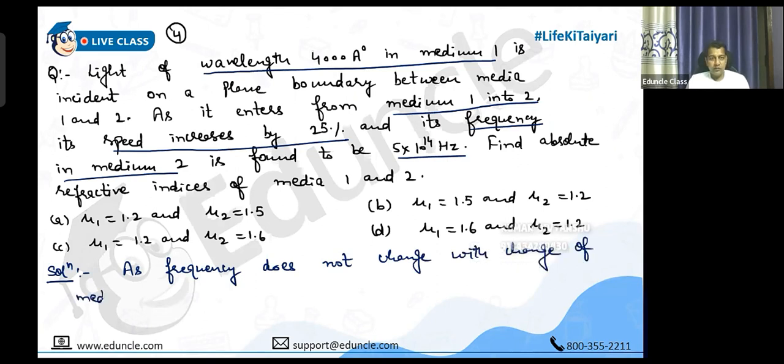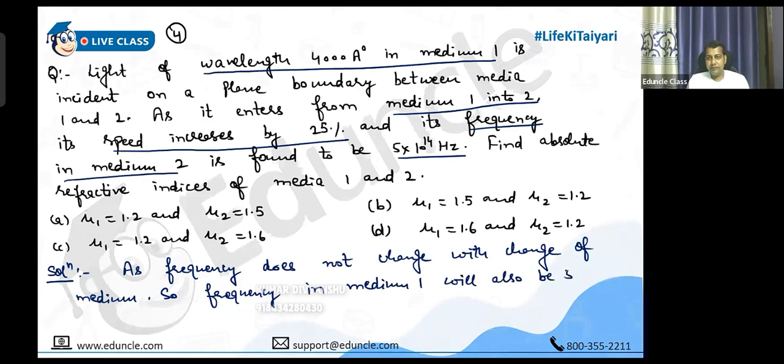Because frequency does not change with change of medium. So frequency in medium 1 will also be the same. Isn't it? Now in medium 1, wavelength is also known, frequency is also known, so we can get the velocity. After getting the velocity, we can get the refractive index very easily.